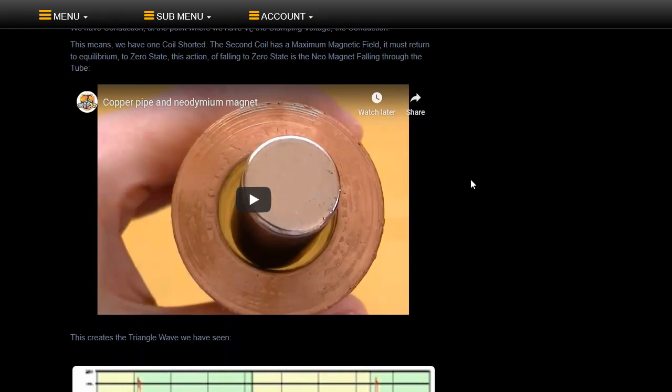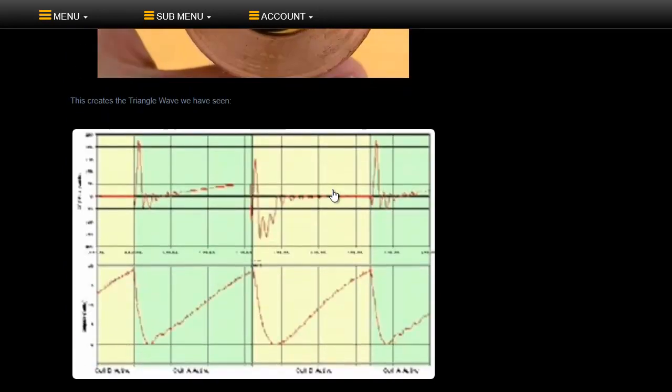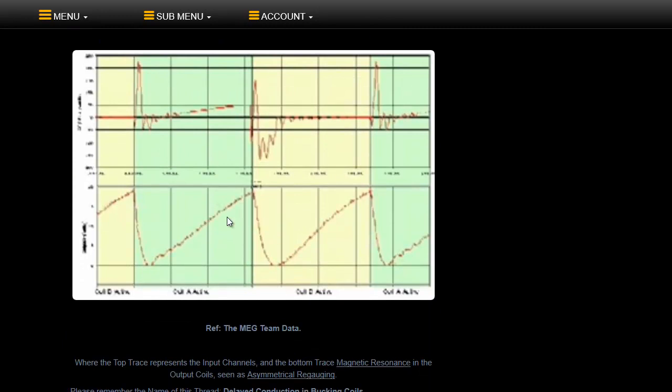Okay, perfect. This is what we're seeing. Now again, this image is the standard image that we got from the MEG team. It's got to be flipped up, so these points are at the top. So if we think this is upside down, from zero, this is zero up here. This is maximum amplitude down here.